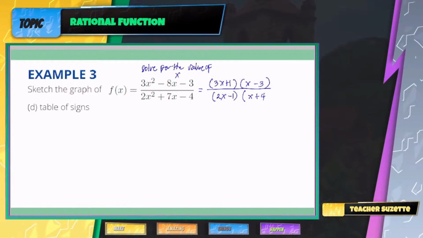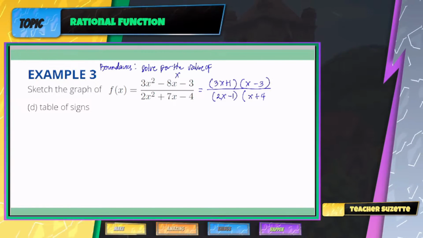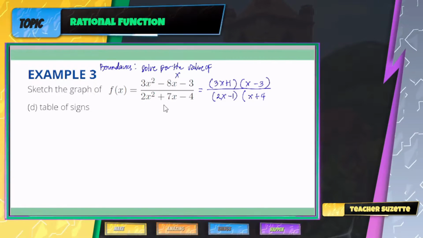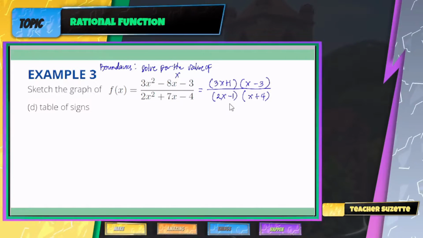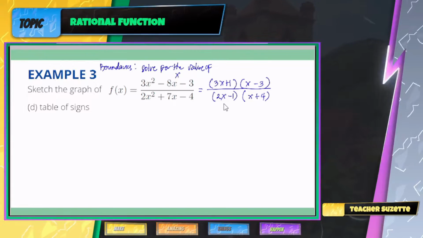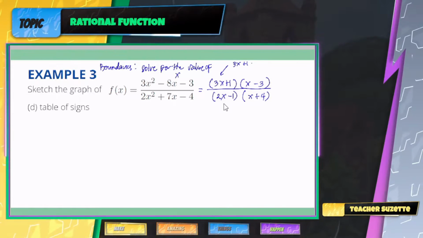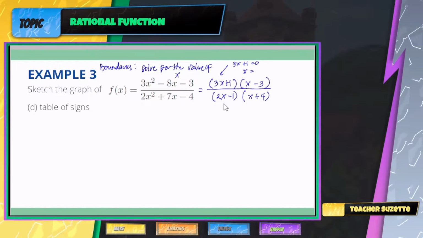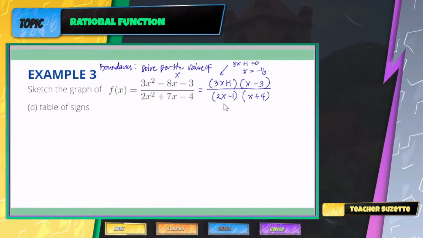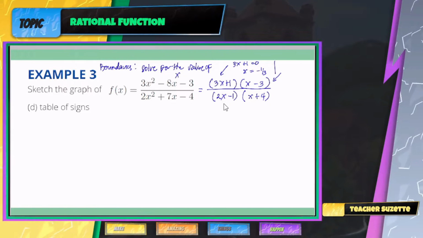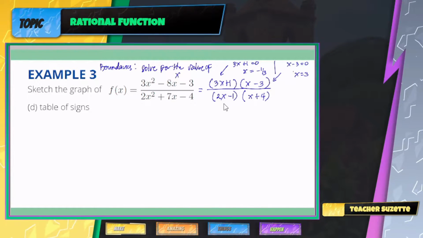So again, we are trying to find the boundaries of ating table of signs rather. So if we want to find the boundaries, we have to equate or solve for the values of x natin by equating both factors of numerator and denominator to 0. So first, dito muna tayo sa ating 3x plus 1 equal to 0. And when you simplify, you will get negative 1 over 3. Then, dito tayo sa isa, x minus 3, equate natin. Then, simplify, you will have positive 3.